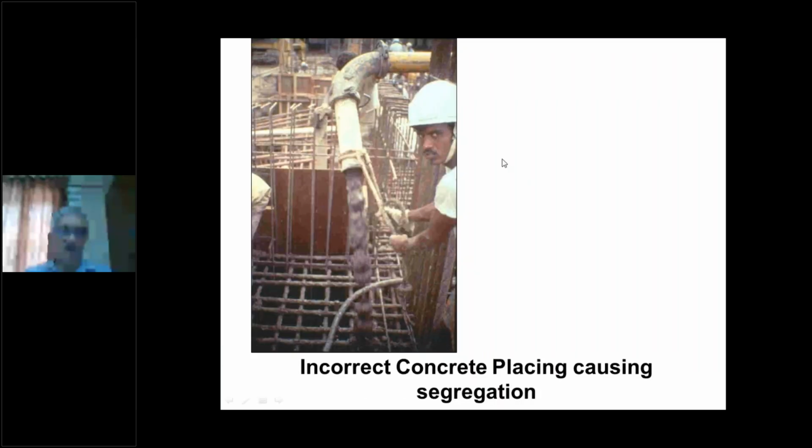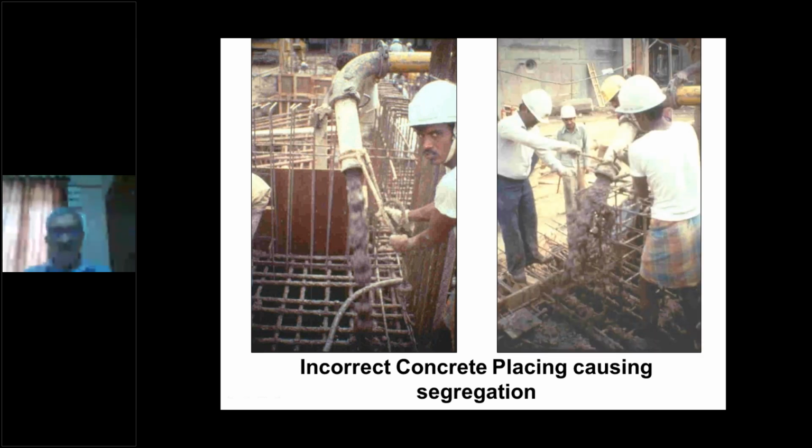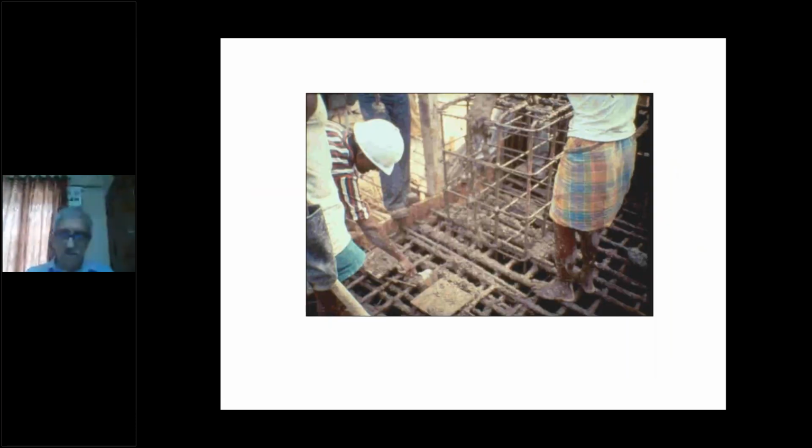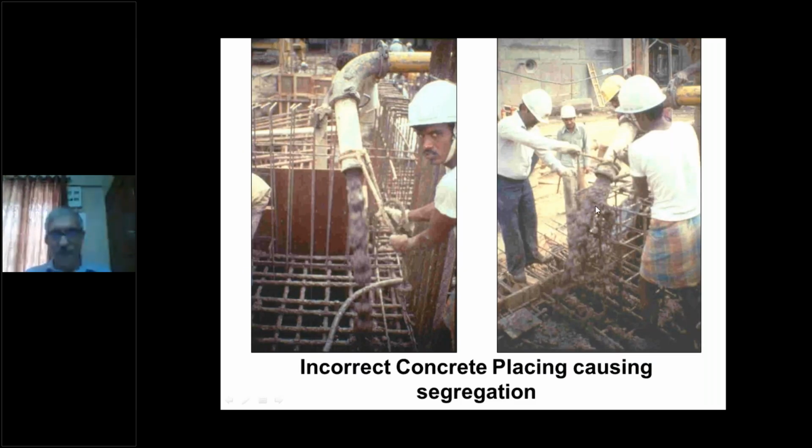Again here, I was photographing the incorrect way of dropping concrete from a height by the worker, but he's looking at me and he's further segregating his concrete because it is falling on the bars below. Seeing that the worker was photographed, the supervisor pulls the placing boom towards him and further segregates the concrete. So sometimes supervisors are responsible for segregation of mechanized concrete, sometimes the workers. So both need proper training.